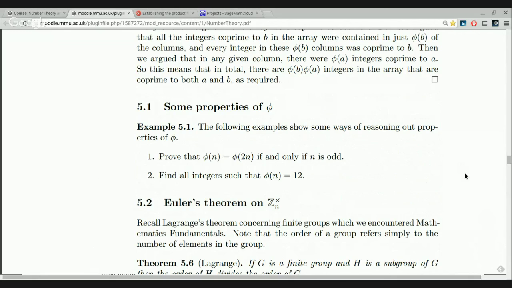Do have a read through that proof there. It's quite a long argument, and it's putting a number of things together. So you do need to read through it a few times to really follow it and get all the moves in it, I think.